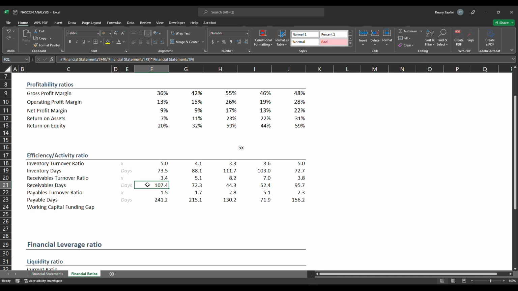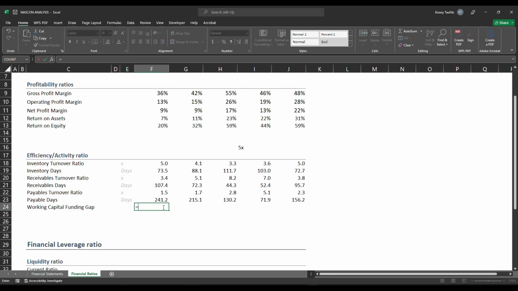So next one, we are going to be looking at our working capital funding gap. Then we move on to the interpretation of this ratio itself, a comprehensive interpretation. Yeah, so for our working capital funding gap, we are going to be looking at the composition of what makes up the working capital, which is your inventory, your receivables, and your payables. So the formula basically is your inventory days plus your receivable days minus your payable days. That's what makes up our working capital funding gap.